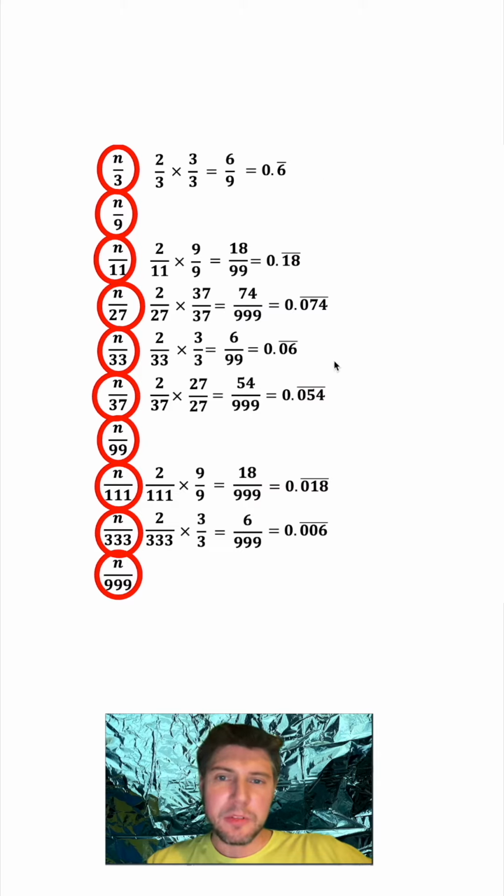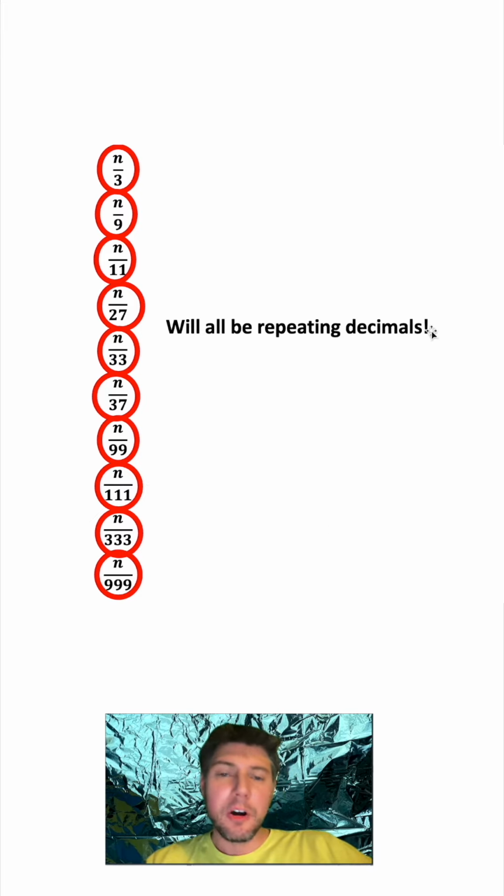These are the repeating decimals for all these. 2 over 37, for example, ends up being 0.054 forever. And that's true for all these. They'll all be repeating decimals.